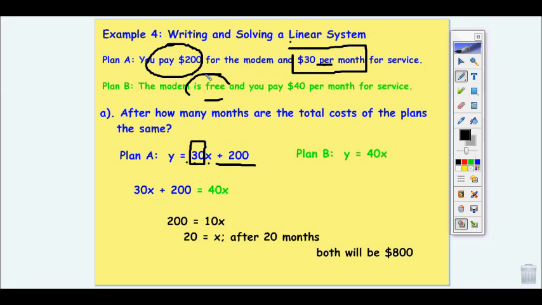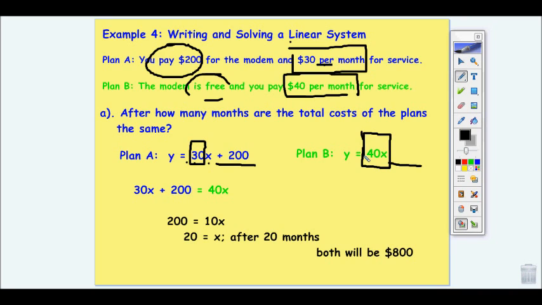Now Plan B is a little bit different because the modem is free. We do not have a constant all-the-time charge. We only have our per month charge. So there is no slope to Plan B. I'm sorry, there is no constant term to Plan B. See, there's nothing there. But we still have to put in our rate of change, which is 40 over 1, or 40x, because the per month is the rate of change.